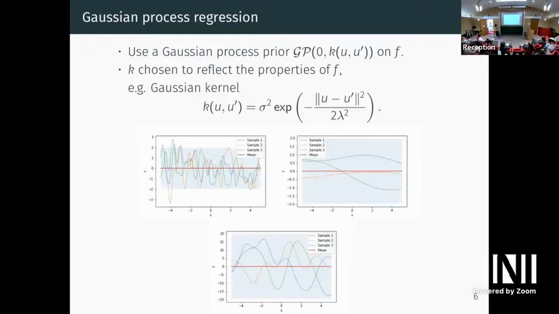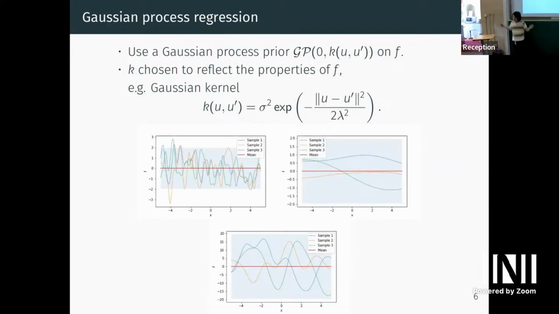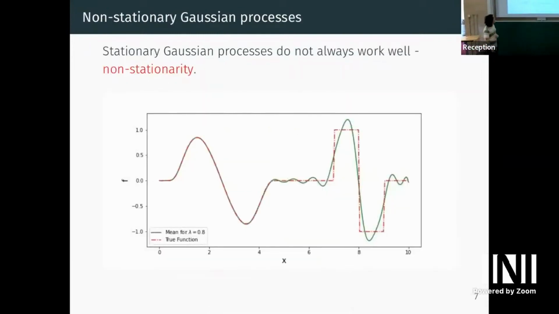This is all well and good if the function f that we want to recover is stationary, so that means basically it behaves similarly in different parts of its domain. But this is just a simple example of where it doesn't work so well.